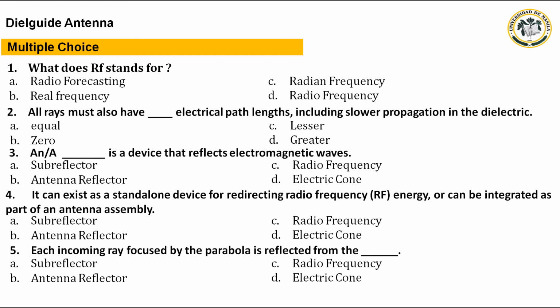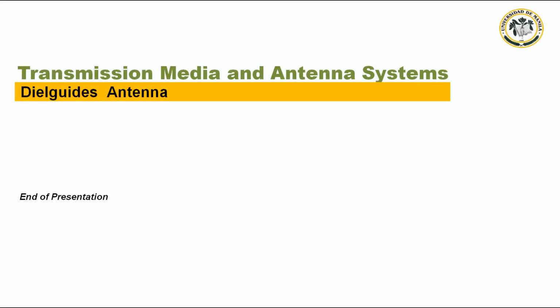You can pause the video so that you can answer, as long as you want. Here are the correct answers. As a summary, a dielectric is an electrical insulator that can be polarized by an applied electric field. The Dielguide antenna is a dielectric cone that fills the space between the feed and the subreflector.